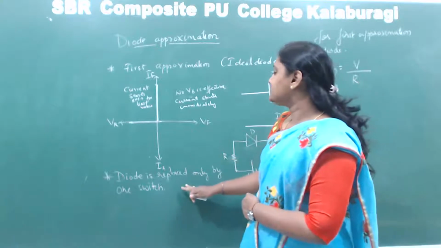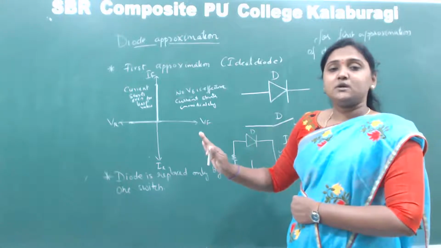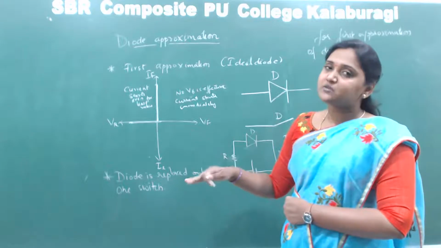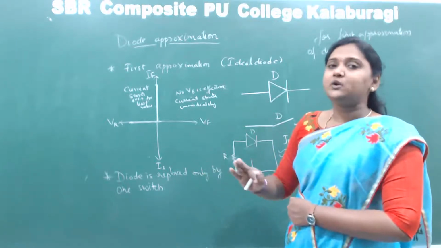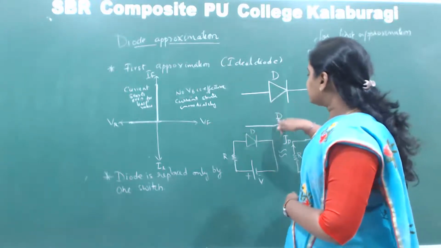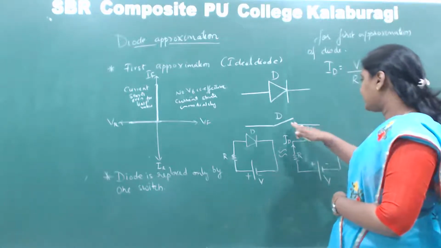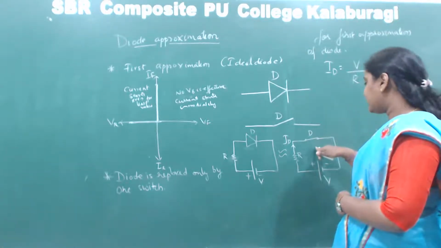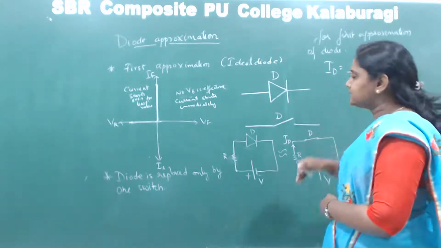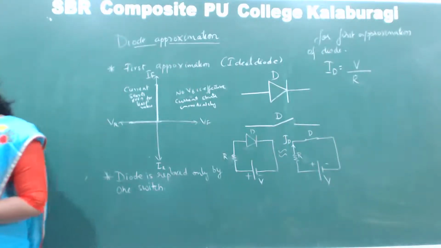We are just considering the diode as acting like a switch. Immediately the voltage is applied, it turns on. Voltage is not applied, it remains off. Otherwise, if reverse voltage is applied under reverse bias condition, it does not conduct. That's it. So in the ideal case, the diode is just replaced by a switch, and in the circuit also it will be replaced by one switch. So for this particular circuit, current can be written as V by R. This is the first approximation of diode.